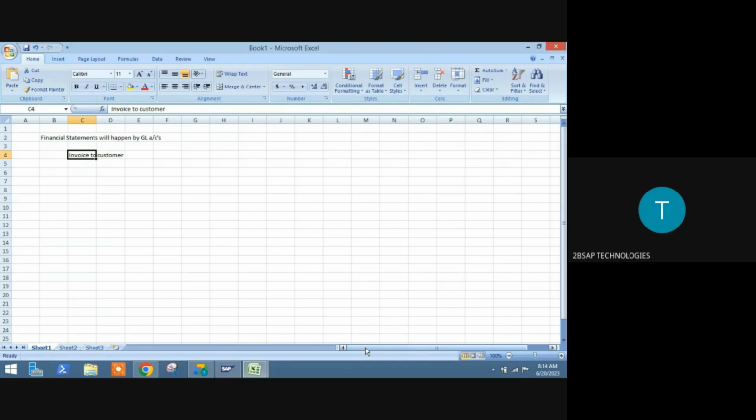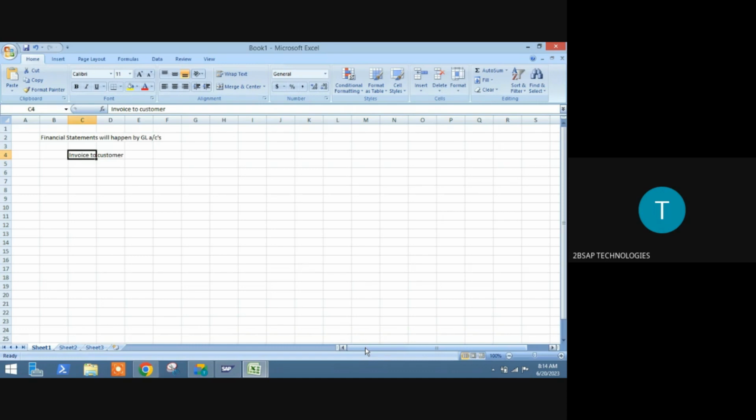Real time means what, sir? You have done your transaction related to customers. You have done your transaction related to vendor. Immediately it is updating to your general ledger. There is no time gap. Immediately it is updating. So immediately you are able to generate your financial statements.